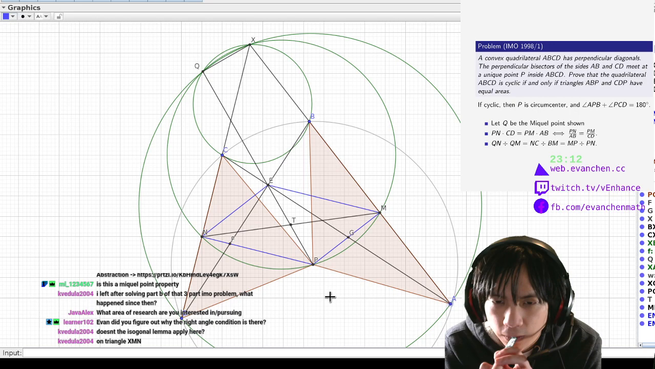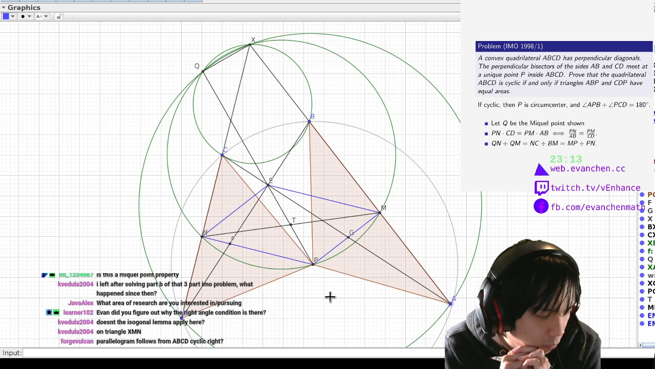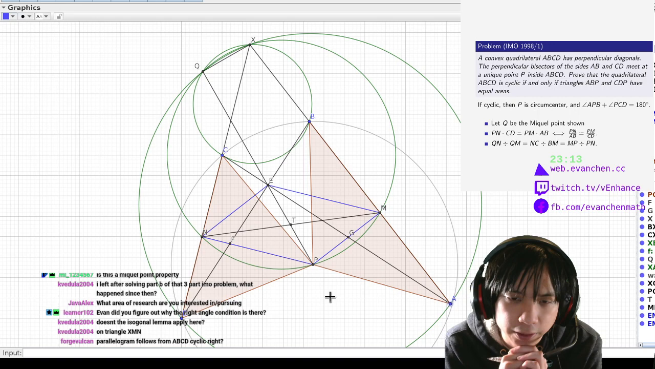Parallelogram follows from ABCD cyclic. We don't know it's cyclic though. That's what we're trying to prove. Yeah, the right angle I think is definitely there so that EN is equal to NZ equals ND, because that right angle seems too awkward to use otherwise.